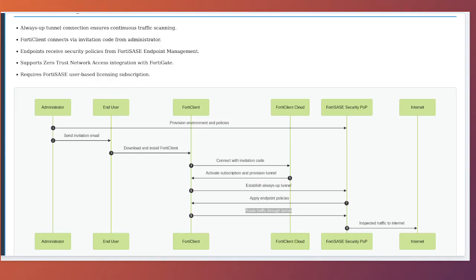This mode requires FortiSASE user-based licensing and supports configuring Zero Trust Network Access, known as ZTNA. In ZTNA deployments, FortiSASE joins the Fortinet security fabric to share endpoint information with FortiGate devices, enabling corporate firewalls to implement ZTNA for remote users already registered to FortiSASE.